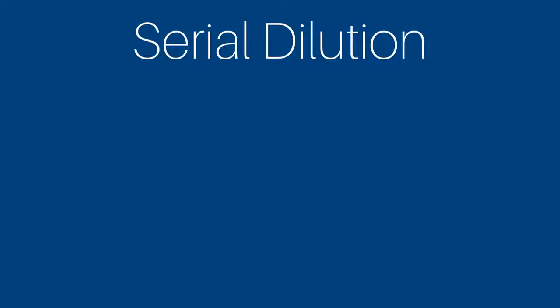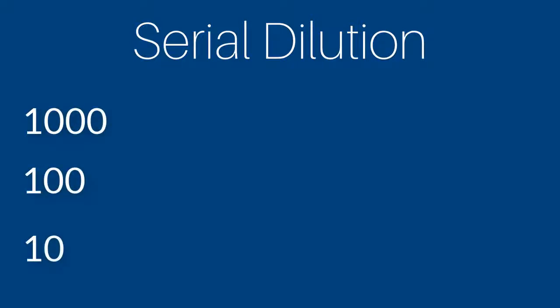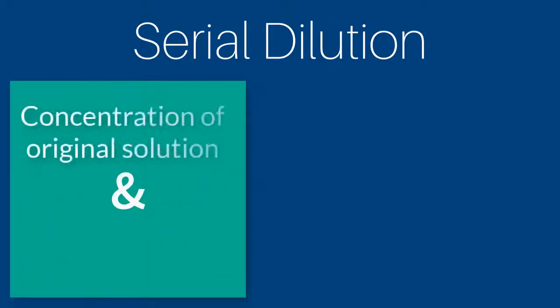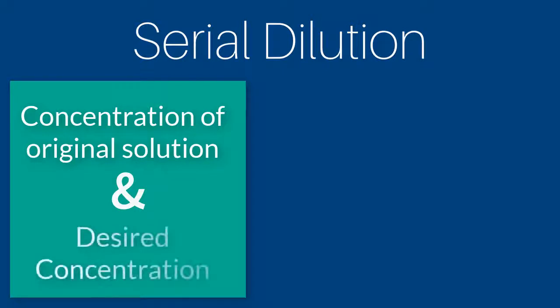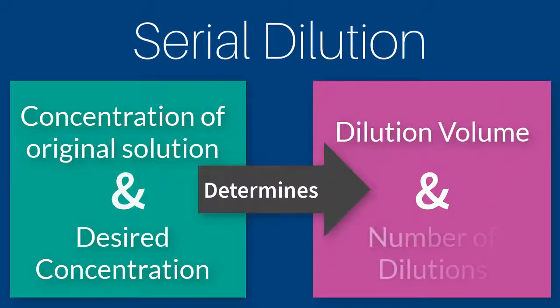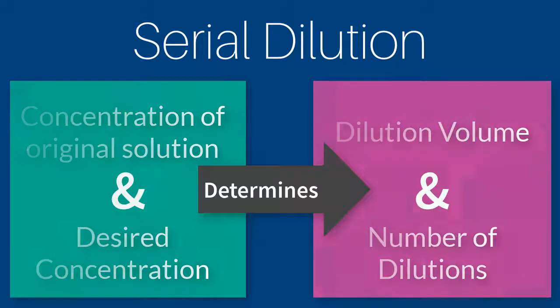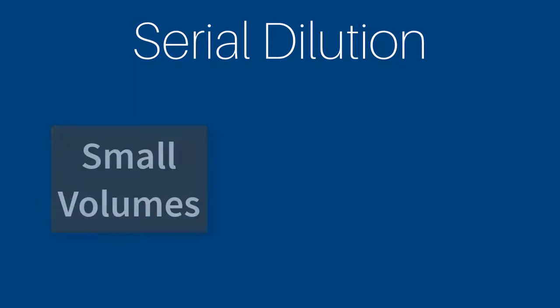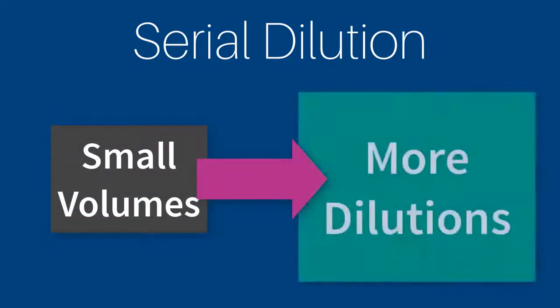Serial dilutions are usually made in increments of 1,000, 100, or 10. Today we'll be working with 10. The concentration of the original solution and the desired concentration will determine how great the dilutions need to be and how many dilutions are required. Important also is the total volume of solution needed. If only small quantities of solutions are needed, then greater numbers of dilutions will be necessary.